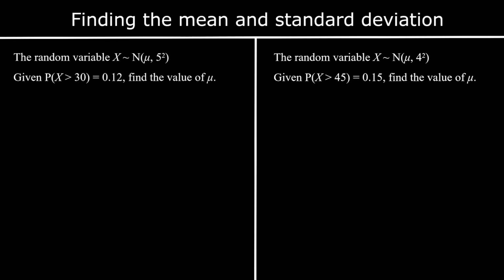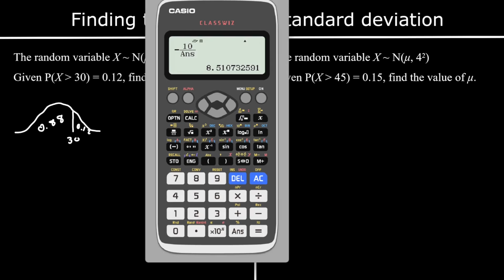Another question, this time we have to find the mean. We don't know the mean, but we know the standard deviation is 5. The probability x is greater than 30 is 0.12, so this small area here is 0.12. So the big area, less than 30, must be 0.88. So we can use our standard normal to find the z value for an area of 0.88.